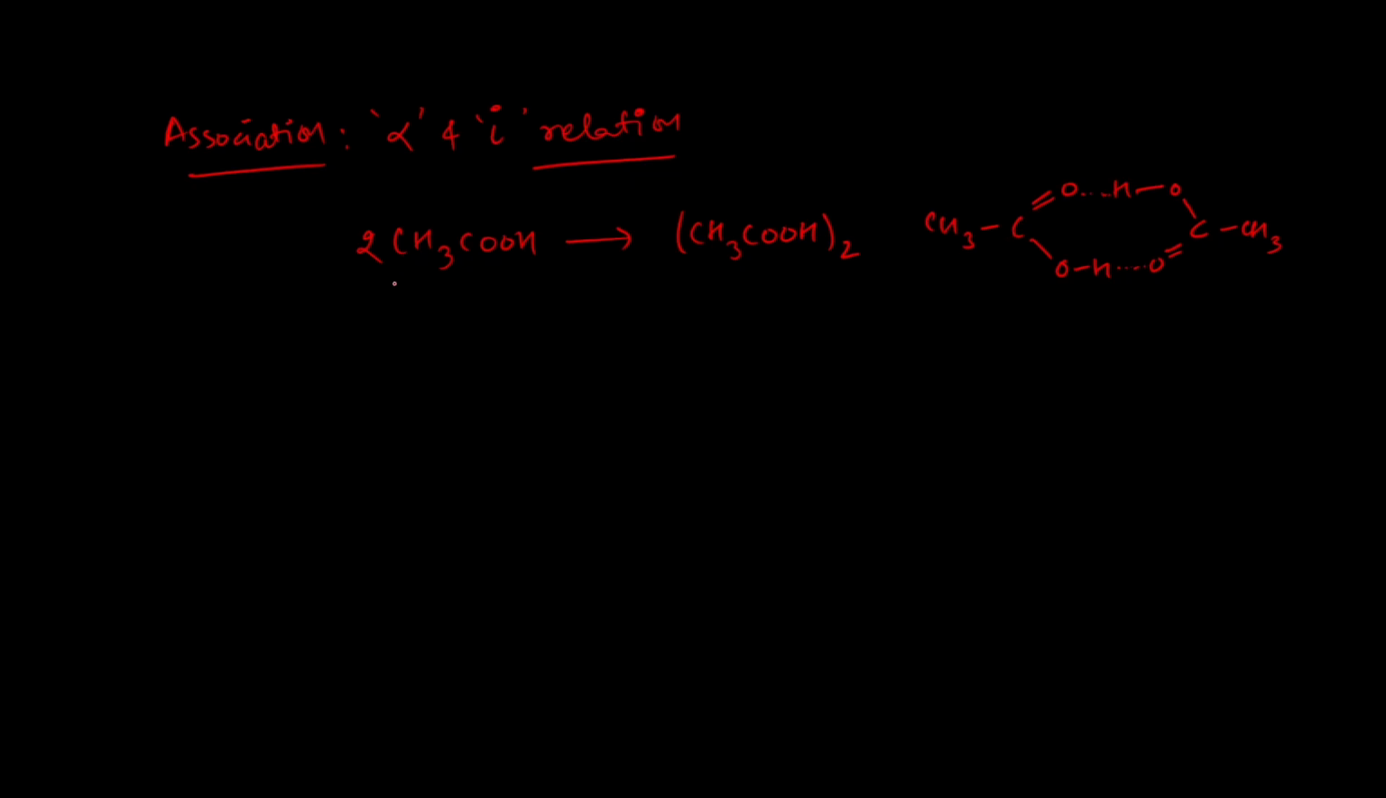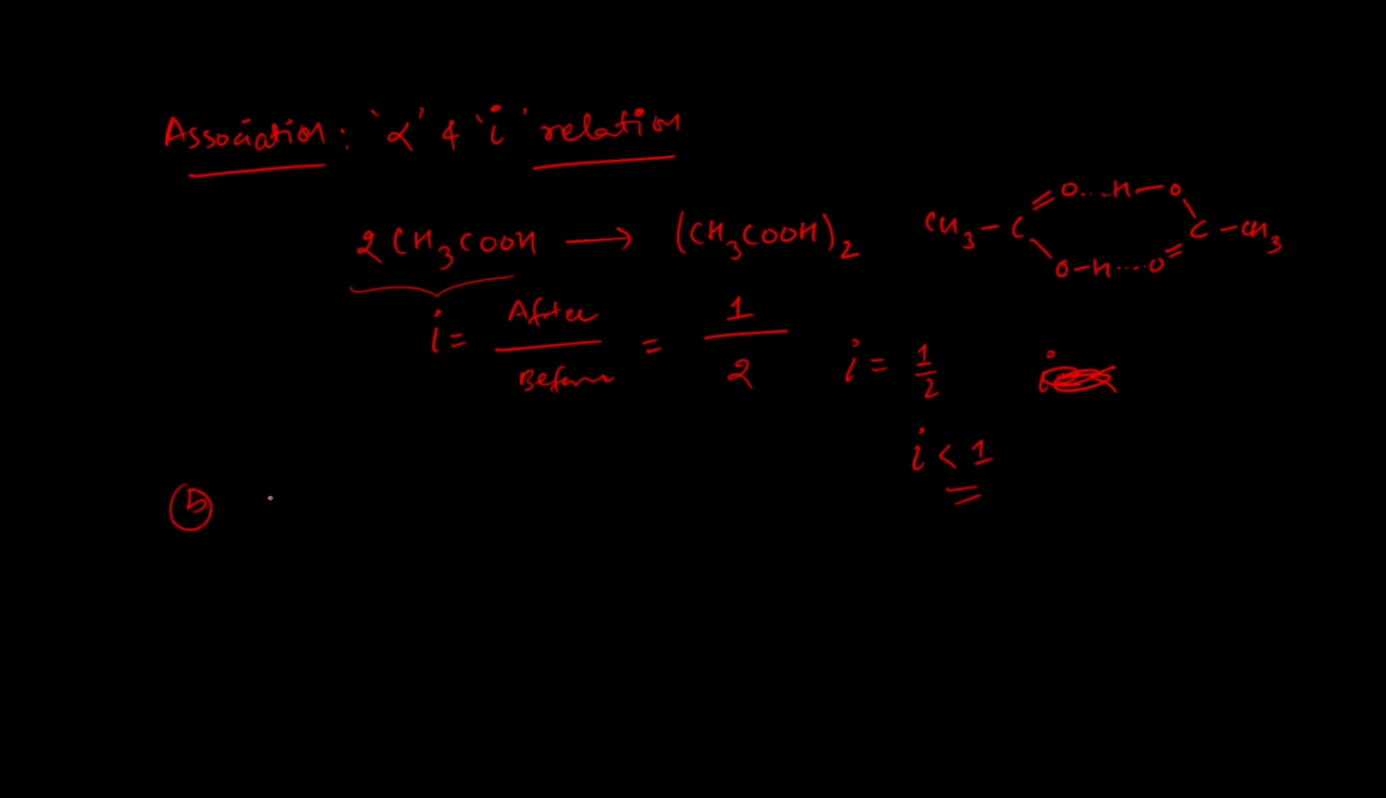Okay. So again, I can write the value of i as the number of particles after association or dissociation divided by the number before. The number of particles after association is only one because it is one entity, and the number of particles before association is two. So it is 1 by 2. So you can directly write i is 1 by 2. That is, i is less than 1. So it is always less than 1 for association cases.